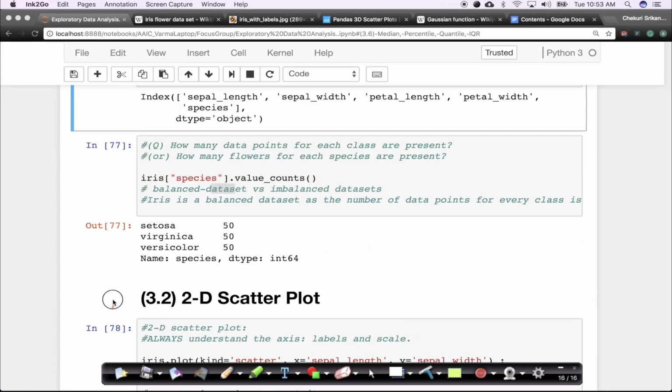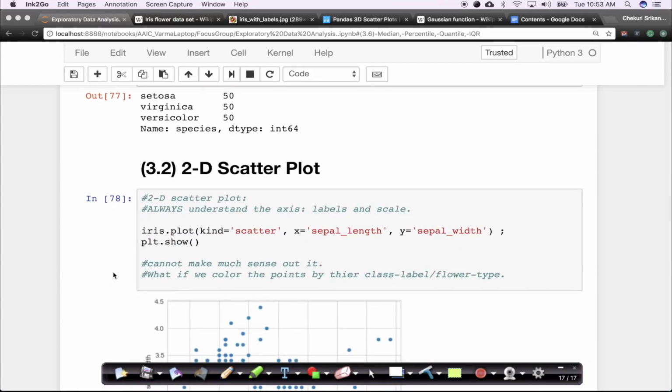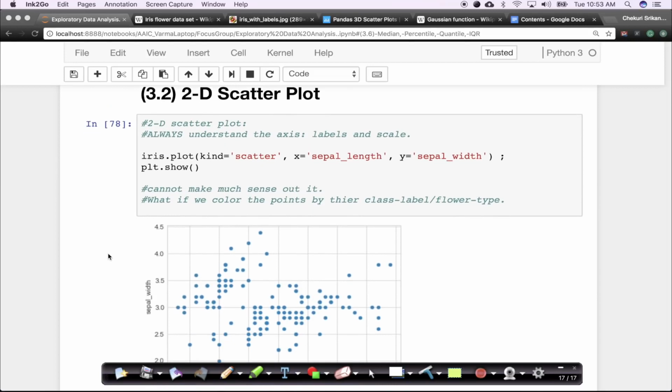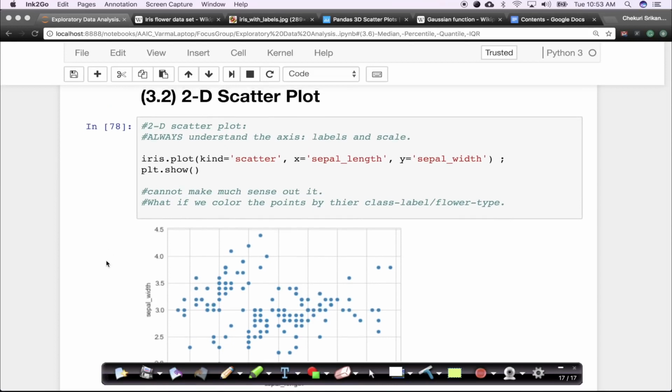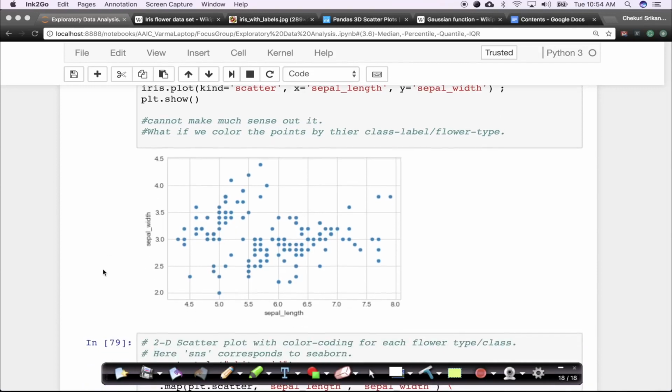Now let's go and understand some very interesting, simple plotting tools, right? So let's do something called a 2D scatter plot. Okay, so the code of it is very straightforward. You just say iris.plot, you're doing the scatter plot, so you're saying the kind equals scatter, and on your x-axis, you're plotting sepal length, on your y-axis, sepal width, right? And you just say plot.show, which will show us the plot that we are plotting.